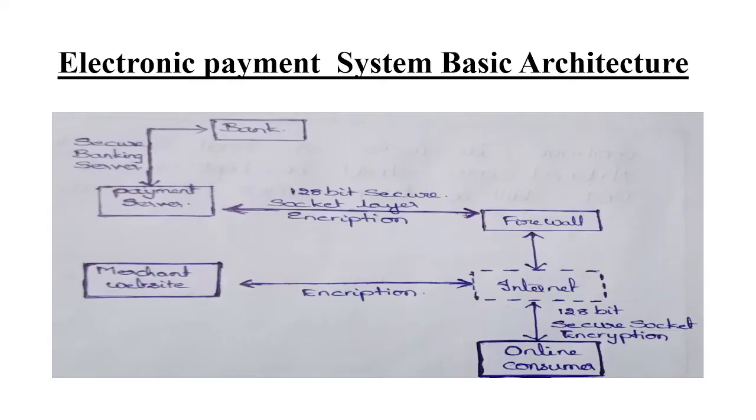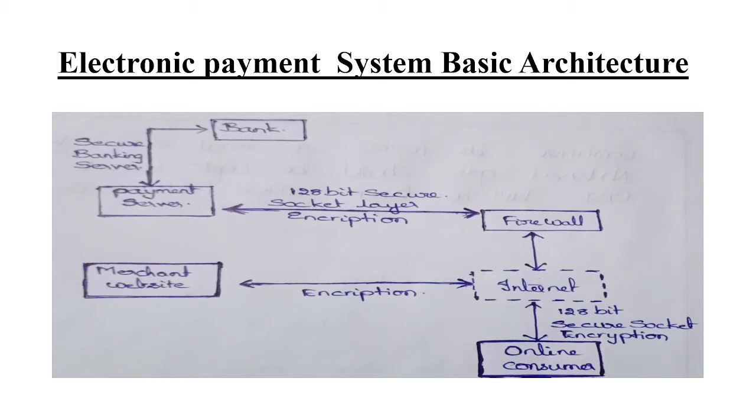Now let us talk about the basic architecture of electronic payment system. In this basic architecture, you are going to see the different components like online consumer, internet, merchant website, firewall, payment server, and the bank. Now let me start how these are communicating with each other. Initially, we start with online consumer. So online consumer is going to access the internet using 128-bit socket encryption, which provides a security to the data and privacy to the data, and data leakage is not occurred.